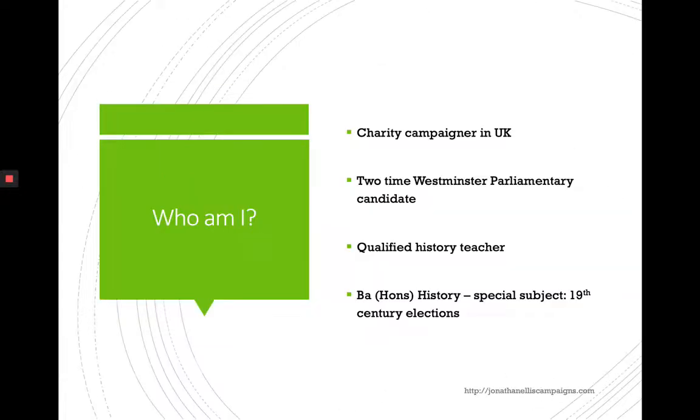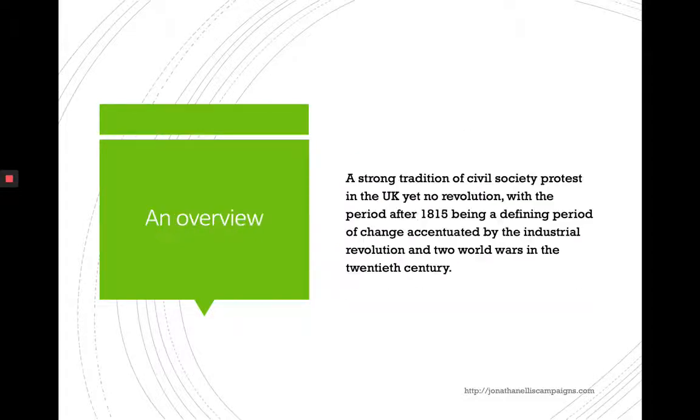So firstly, who am I? My name is Jonathan Ellis. I've been a charity campaigner in the UK. I'm a two-time Westminster parliamentary candidate. I'm also a qualified history teacher, and my degree was in history, where my special subject was 19th century elections. And I'm going to try and bring all those four things together over the course of this short webinar.